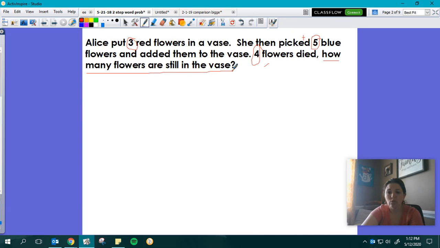So now we're going to go one step at a time and see what we can do. So Alice put 3 red flowers in a vase. So I'm going to start with 3. Then she picked 5 blue. When she picked them, I know that I'm going to join them because she picked them and added them to her vase. So she was joining them with the 3 red flowers. And I know that 3 joined with 5 is the same as 8.